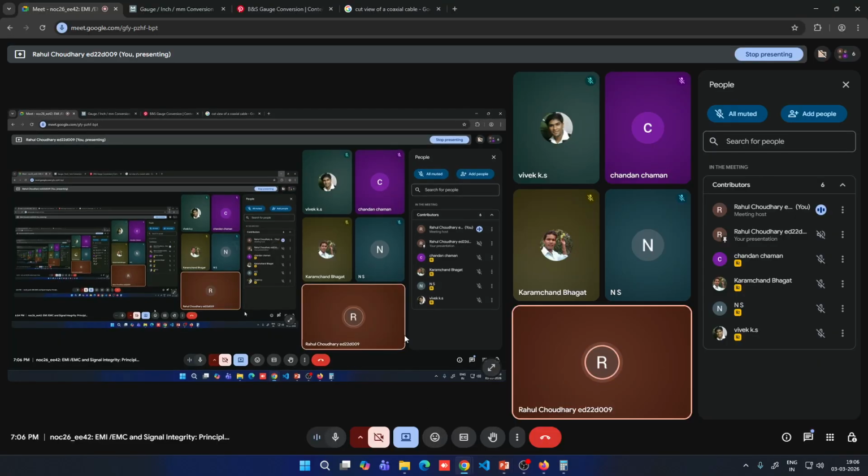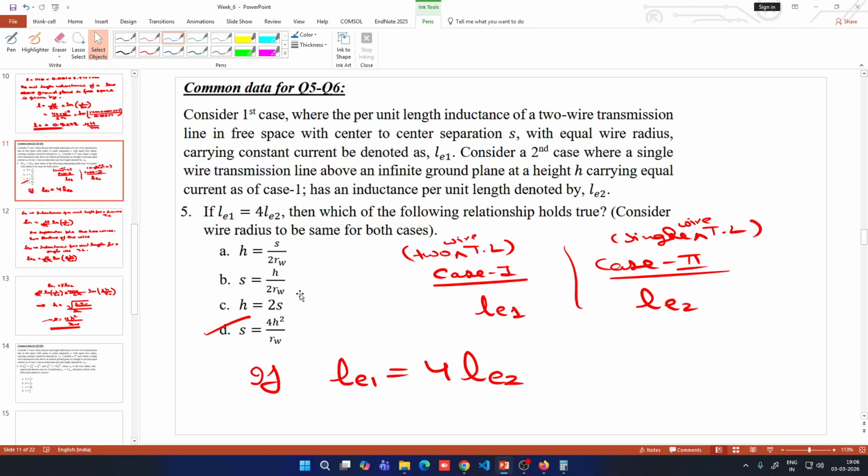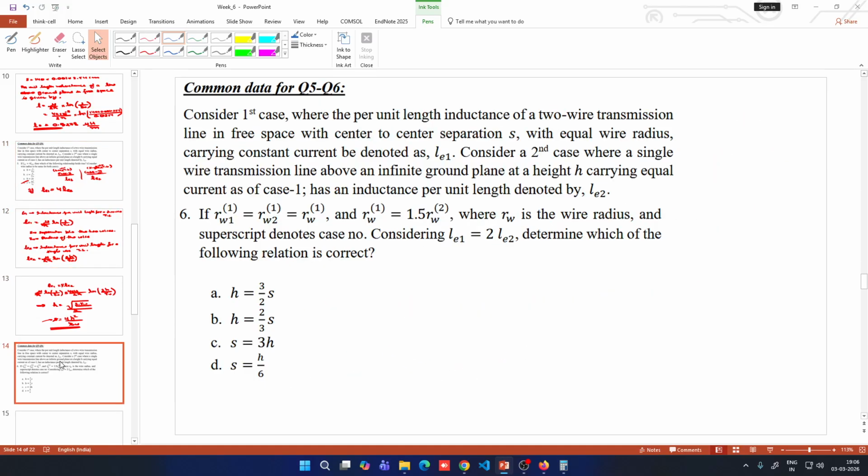I hope this is clear. If you have any doubt in this, please let me know. So if this is clear, we will move on to question number 6.